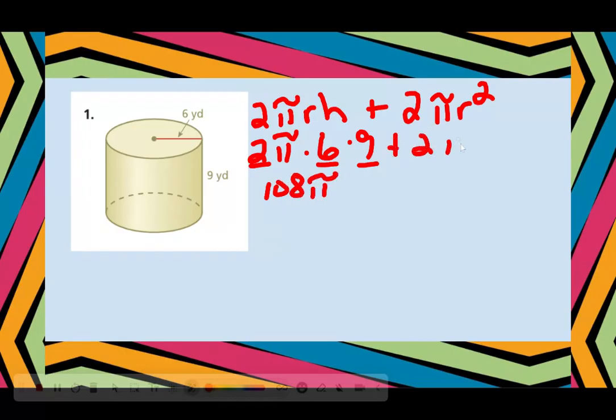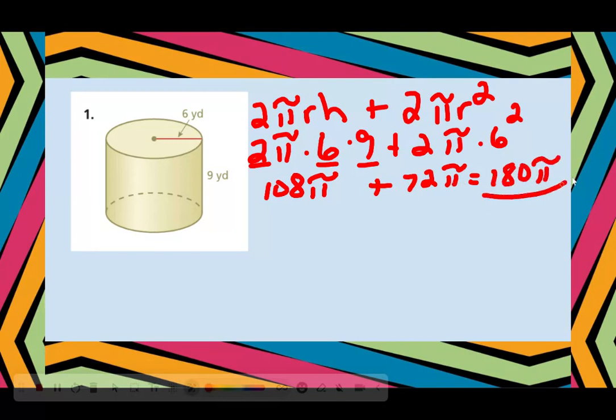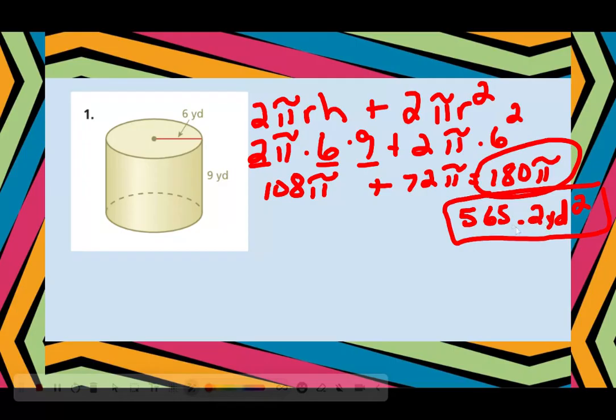Plus 2 times pi times 6 squared. Well, 6 squared is 36. 36 times 2 is 72 pi. So 108 plus 72 is 180 pi. Okay, so you can say it's 180 times 3.14, which I got 565.2 yards squared. Okay, that's how much material you would need to find the outside of this cylinder.